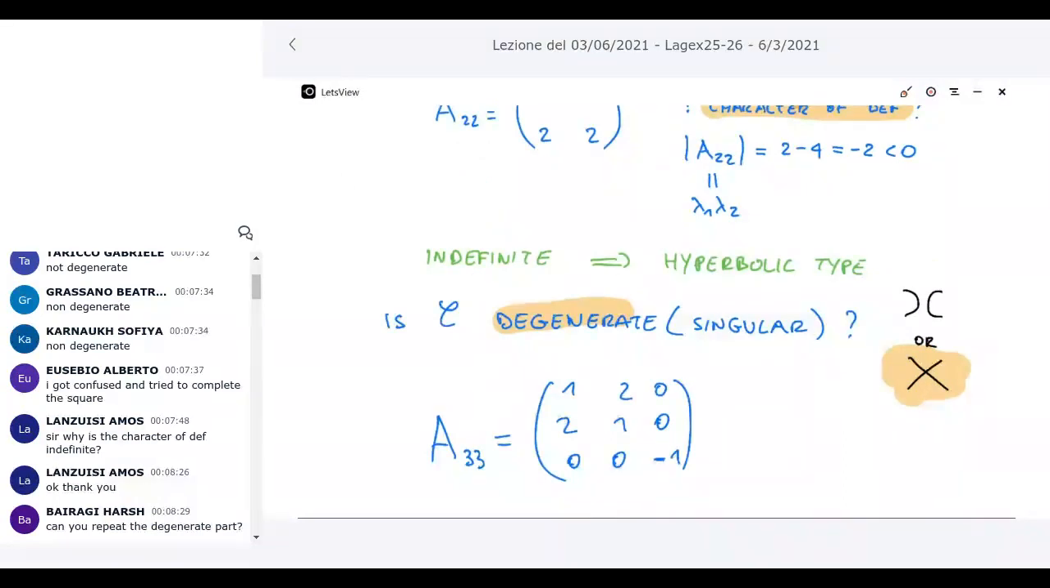And it is very easy to see that the determinant of this matrix is not 0, right? Just compute it using the third row if you want. You will see it is not 0. Being not 0, it means that the conic is not degenerate. So, not degenerate.